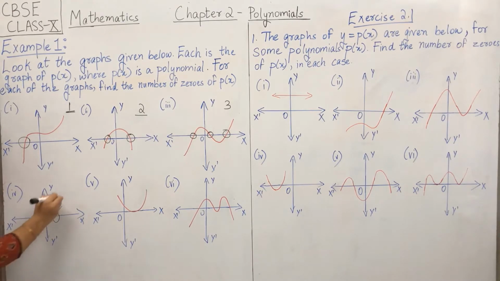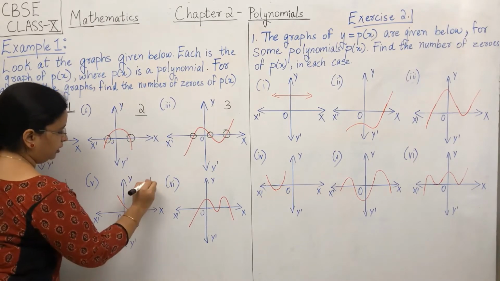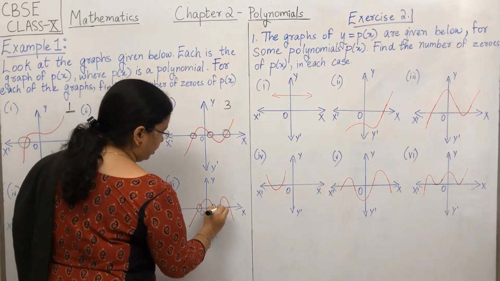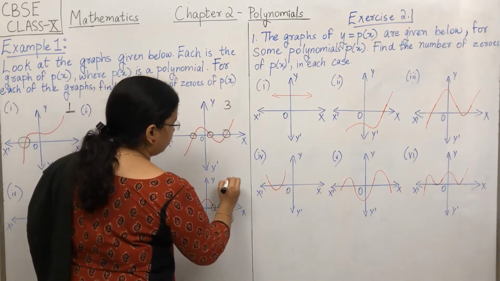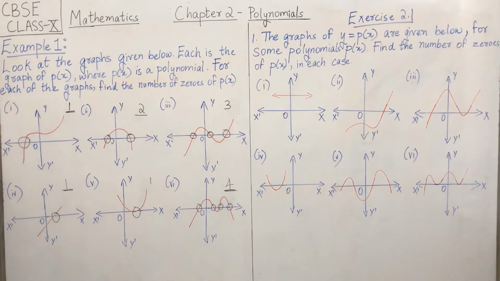Here, number of zeros 1. Here, 1, 2, 3, 4, number of zeros 4. Okay, so you have completed Example 1. Now we can go to the exercise.